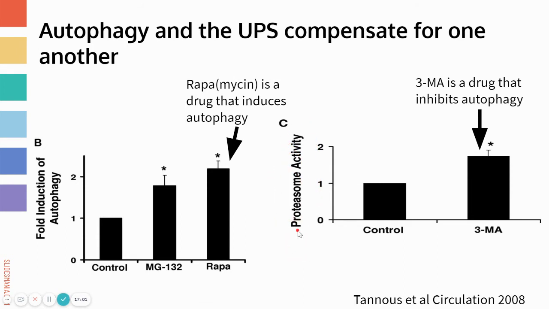So what we can see from these figures is that autophagy and the proteasome system are compensating for one another. If you inhibit one, the other one is going to go up. And if you inhibit the other, then the other one is going to go up. So if you inhibit autophagy, the proteasome system will increase. If you inhibit the proteasome, autophagy will increase.